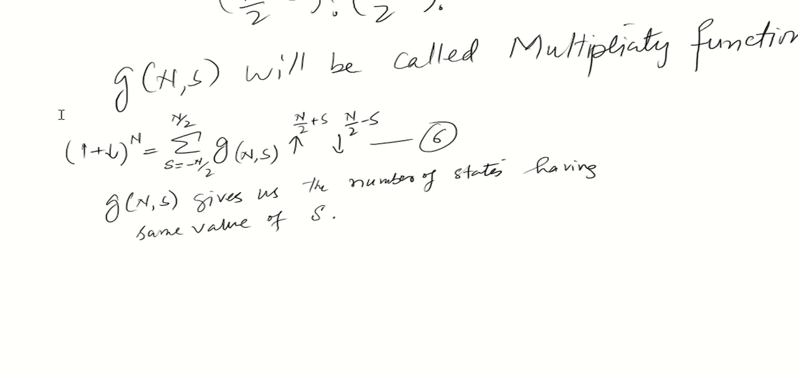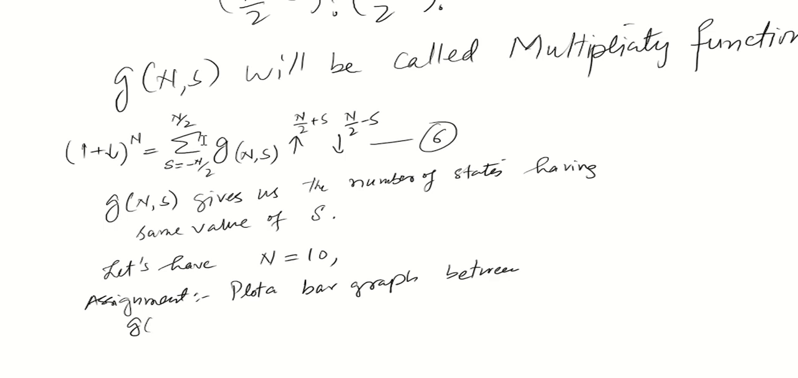And if we assume, let's have n equal to 10, I also give you a small assignment. Before the next lecture you have to do this. For n equal to 10, plot a bar graph between G and S, with the spin axis.